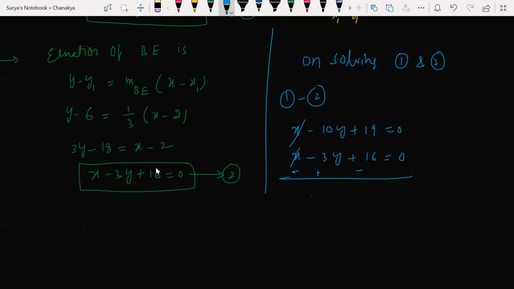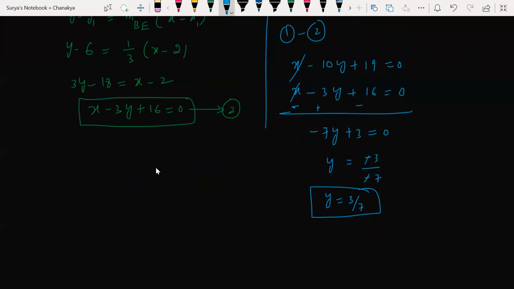So what are you left with now? Minus 7y plus 3 is equal to 0. Y is equal to what? Y is equal to 3 by 7, sir. Minus 3 by minus 7. The minus and minus will be getting cancelled. Y is equal to 3 by 7.